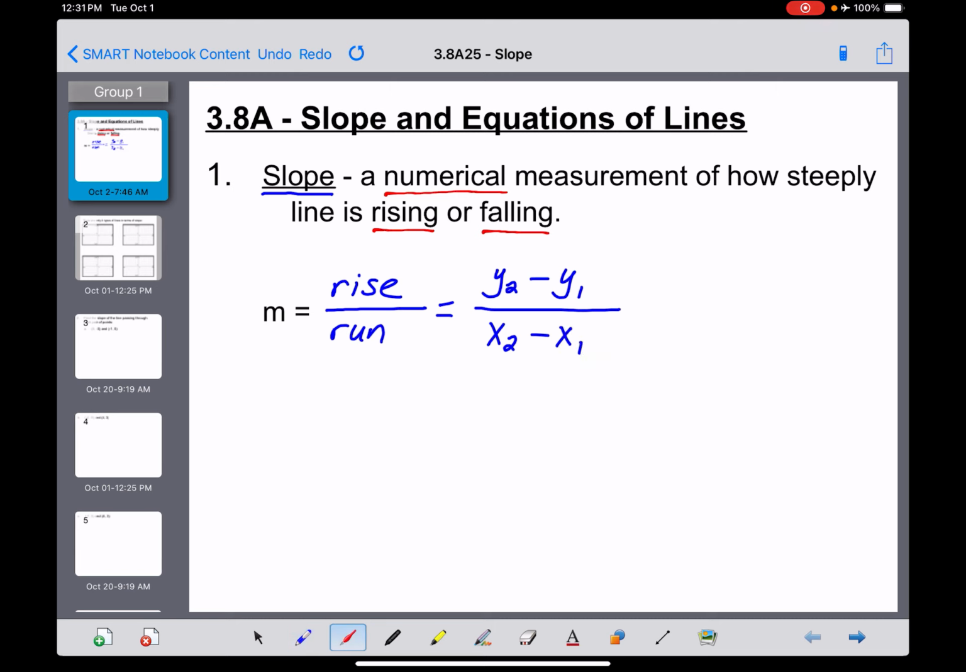Now, if that notation looks familiar, we have used X and Y and 1 and 2 before when we were talking about the distance formula and the midpoint formula back in sections 1.4 and 1.7. So that's going to reference kind of the same thing. But that red box right there, guys, is the actual formula for slope that we're going to be using quite a bit later on in this section.